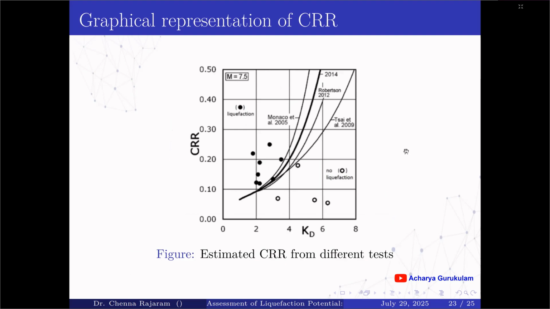And another graph is drawn between CRR and KD values for various researchers. This graph is represented by Monaco et al. in 2005, and this graph is represented by Tsai et al. in 2009. And the graph which is drawn in between is Robertson in 2012.